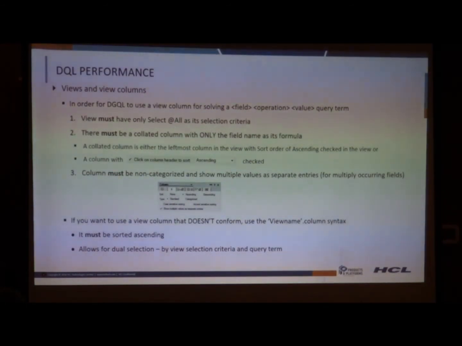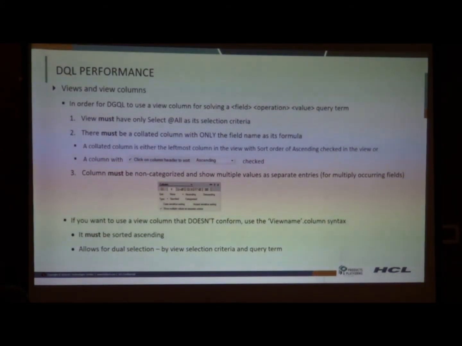It must be non-categorized and show multiple values as separate entries, because of the way that Domino allows text lists. In order to make sure we do a good job with those queries, we must have them all in the view. Now, if your experience is the same as mine, this is a small minority of all the columns in the view. So you may want to create some more of those. Or if you want to use another column, we give you the other syntax: view name.column name. You specify the view and say, I want to use exactly that column.